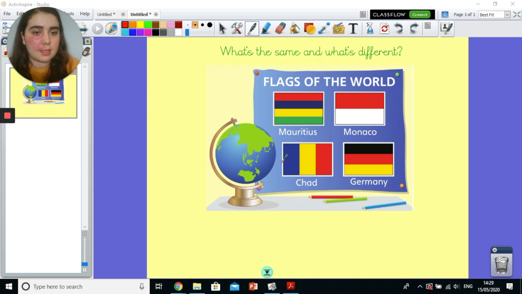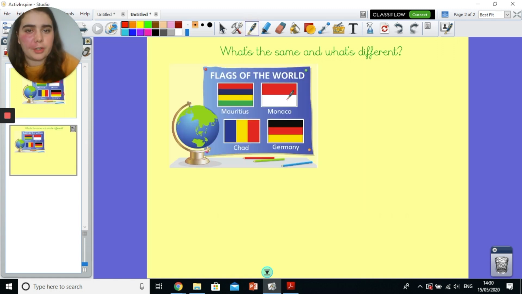So one of the differences is to do with the stripes of the flags. You might notice that the stripes are all different colours, but also there are different numbers of stripes. On the Mauritius flag, there are 4 stripes, and on Monaco's flag, there are 2 stripes. On Chad's, there are 3, and on Germany's, there are also 3.